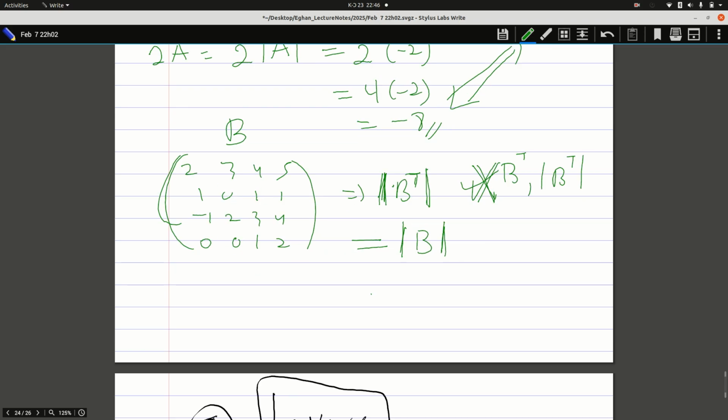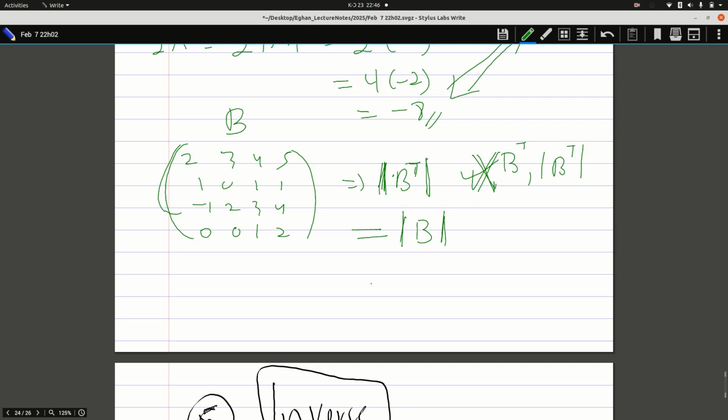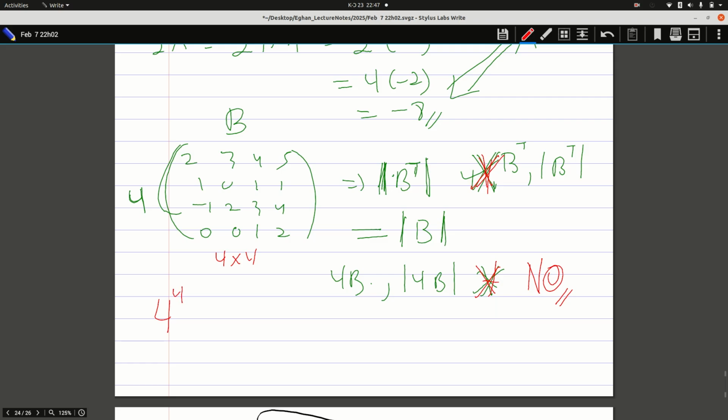Again, if I was having 4 multiplying B, you don't want to find 4B and then go ahead and find the determinant of 4B. That'd be so much work to do. You don't want to go through this. No. Big no. What do you have to do? It says find the dimension of B. Dimension of B is 4 times 4. Okay. So raise this 4 to the dimension of B and then find the determinant of B.